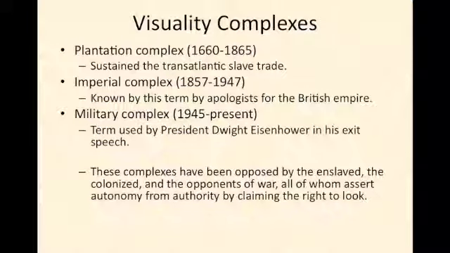And these complexes have been opposed by the enslaved for the plantation complex, the colonized for the imperial complex, and the opponents of war for the military complex. All of these groups asserted autonomy from authority by claiming their right to look.